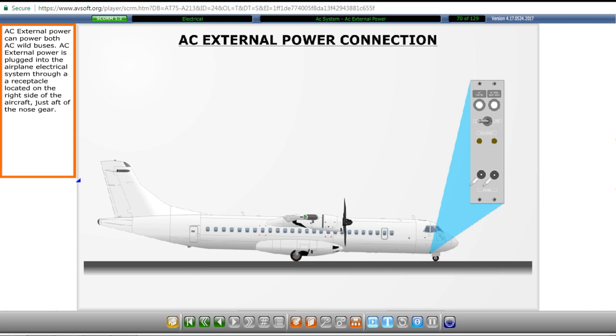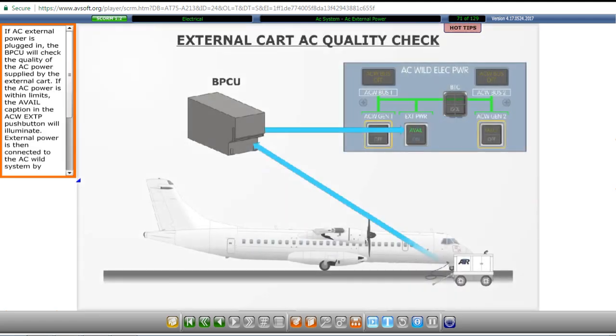AC external power can power both AC Wild buses. AC external power is plugged into the airplane electrical system through a receptacle located on the right side of the aircraft, just aft of the nose gear.